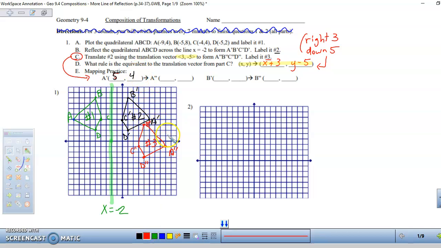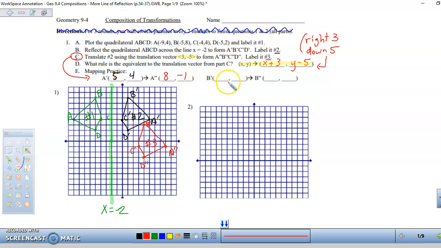And then you don't even need to look at the graph. You're just going to apply this rule or this vector, either way, to this original point. So if I apply the vector 3, negative 5, that means I'm going to do 5 plus 3, so that's going to be 8, and then 4 minus 5, which is negative 1. Okay, looking at the rule, same thing, right? You take the 5 plus the 3 is 8, or you take the 4 minus the 5, and that's negative 1.